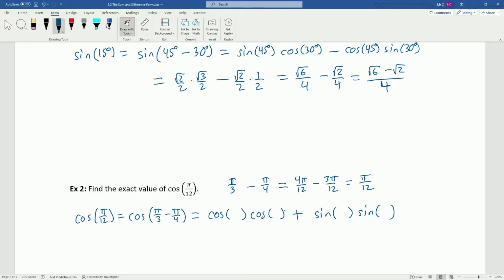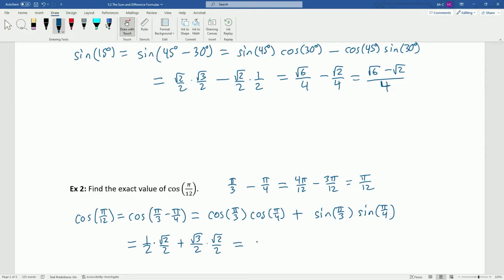Now, u, v, u, v, so this is going to be pi over 3, pi over 4, pi over 3, and pi over 4. So, cosine of pi over 3. All right, well, cosine of pi over 3 is 1/2. Cosine of pi over 4 is the square root of 2 over 2. Plus, sine of pi over 3 is the square root of 3 over 2. And sine of pi over 4 is root 2 over 2.